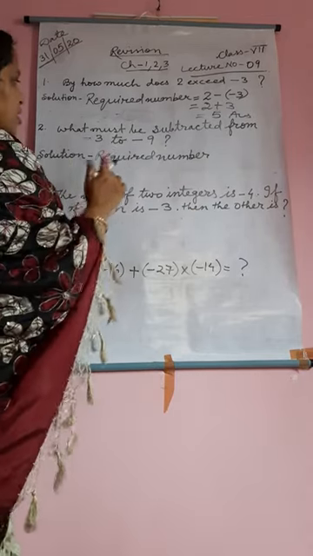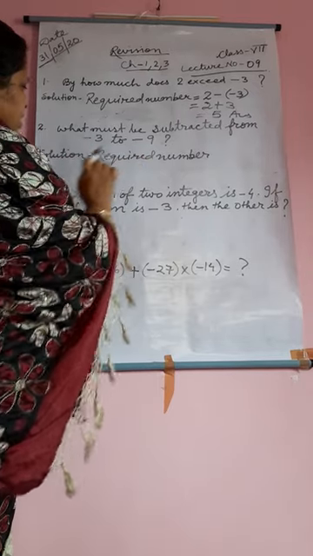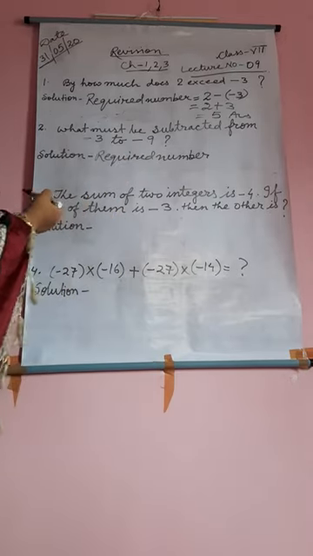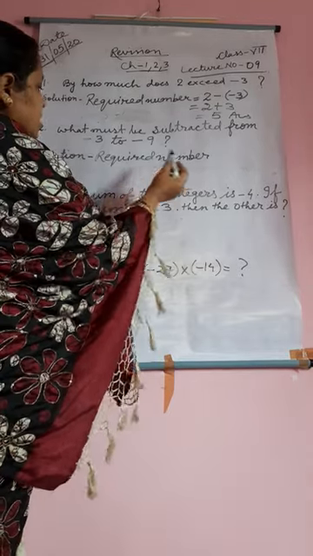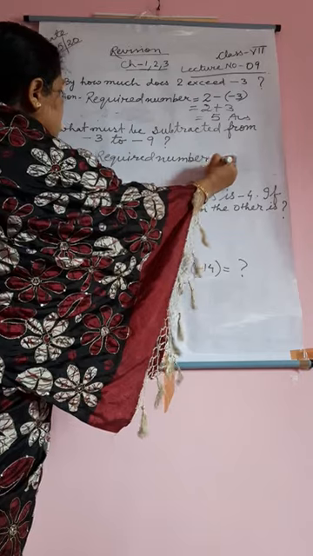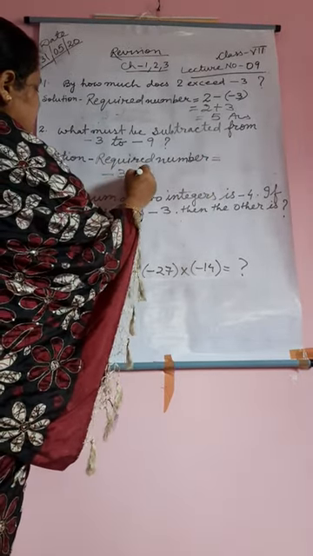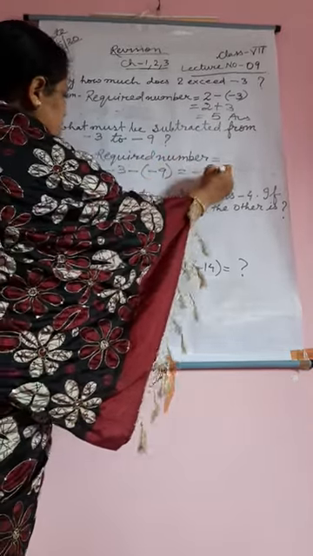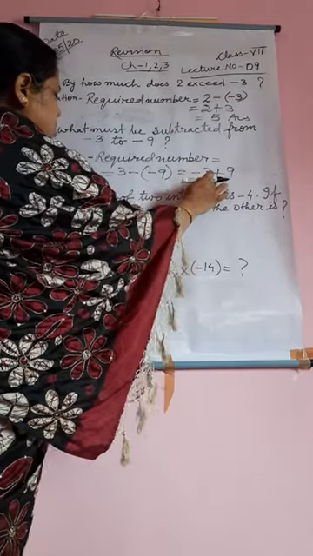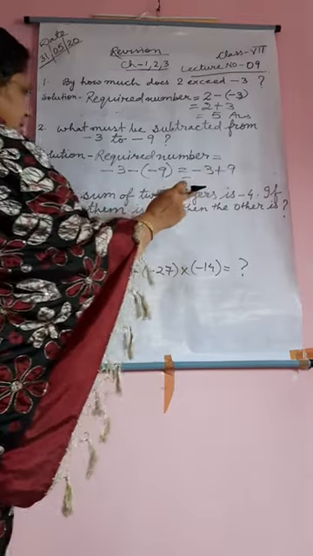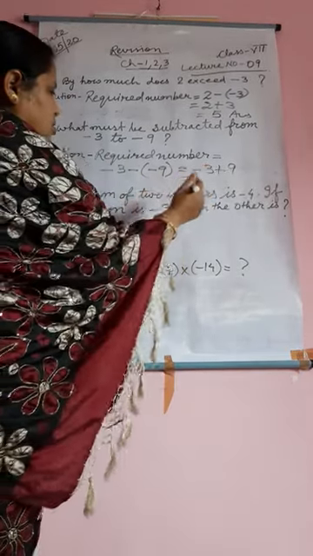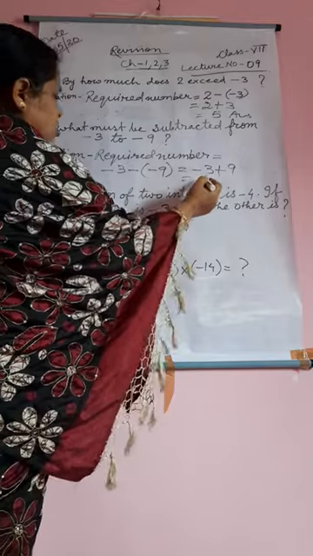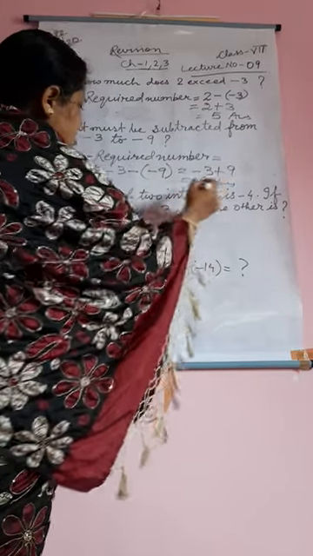What must be subtracted from minus 3 to get minus 9? Minus 3 se kitna minus karenge ki minus 9 aega? Isme bhi same aisi tarah likhenge. Solution. Required number equals to minus 3 minus minus 9. Minus 3 minus minus plus 9. Minus plus minus plus, minus minus karenge. Ab is 9 minus 3 karenge to kitna ho jayega? 6. Ab plus ka sign hoga kyunki 9 is greater than minus 3. So sign plus, 6. Answer is plus 6.